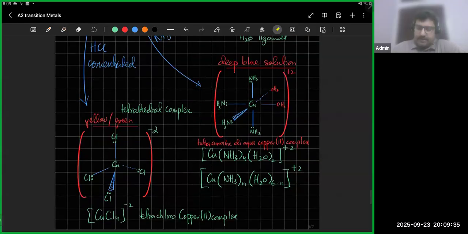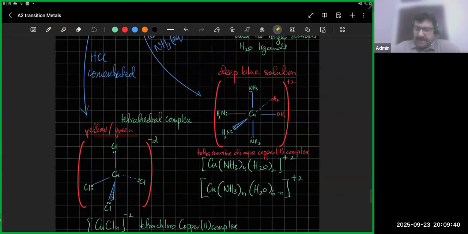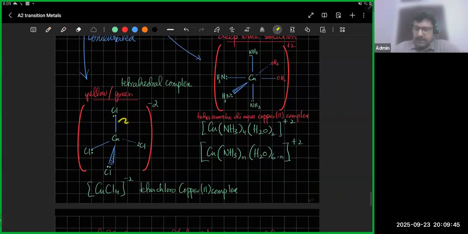And then I told you about concentrated HCl, that copper could be surrounded by Cl- ions. In that case, only 4 Cl- ions are going to surround it because Cl is much bigger in size, so you can't really fit a lot of them around it. Bigger ligands, you can't fit a lot around them. That's why it's going to be a tetrahedral complex. The angle would be 109.5. It's going to be the tetrachlorocopper(II) complex, but only 4 of them are going to surround it.